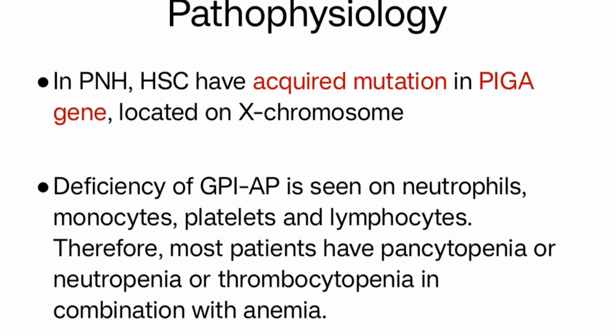Starting with pathophysiology, there is an acquired mutation in the PIGA gene located on the X chromosome. So there will be deficiency of the GPI-anchored protein. It is seen in neutrophils, monocytes, platelets and lymphocytes. So there will be pancytopenia, neutropenia or thrombopenia in combination with anemia.